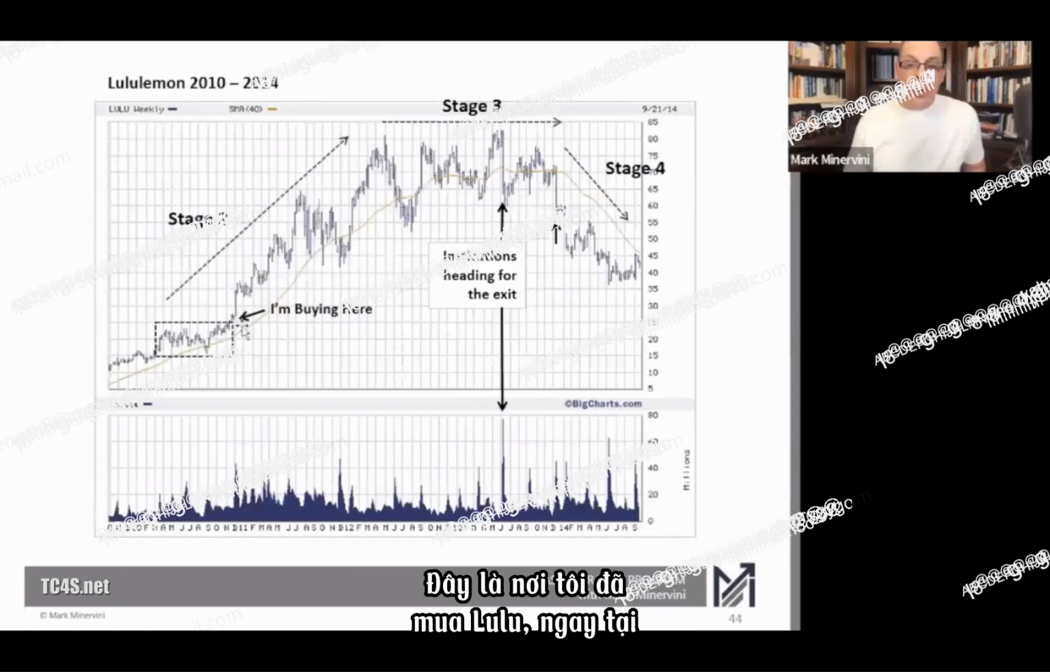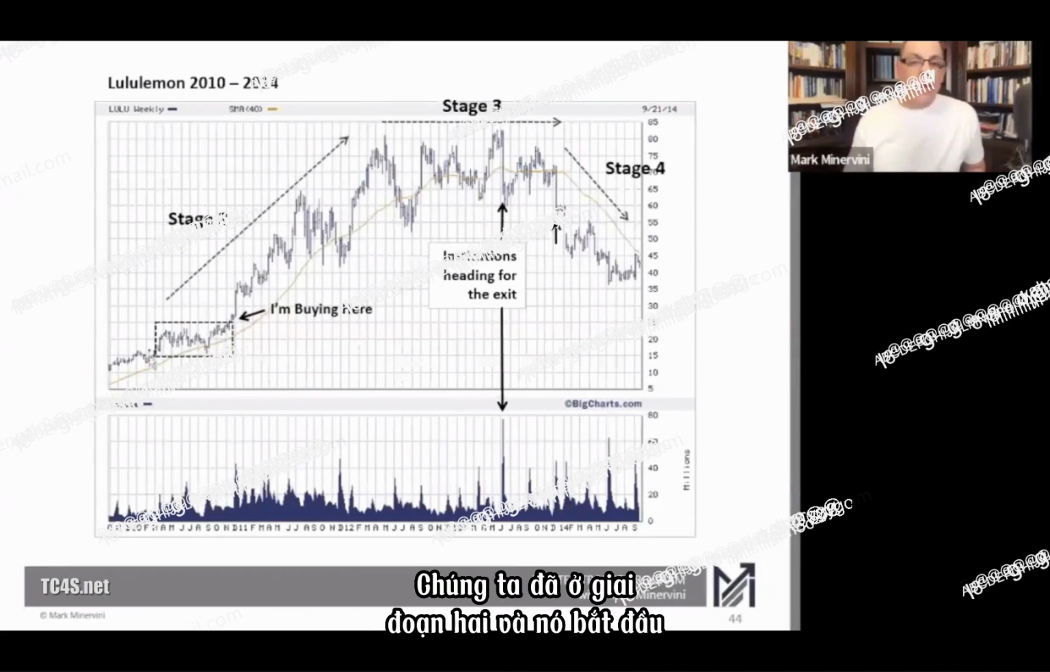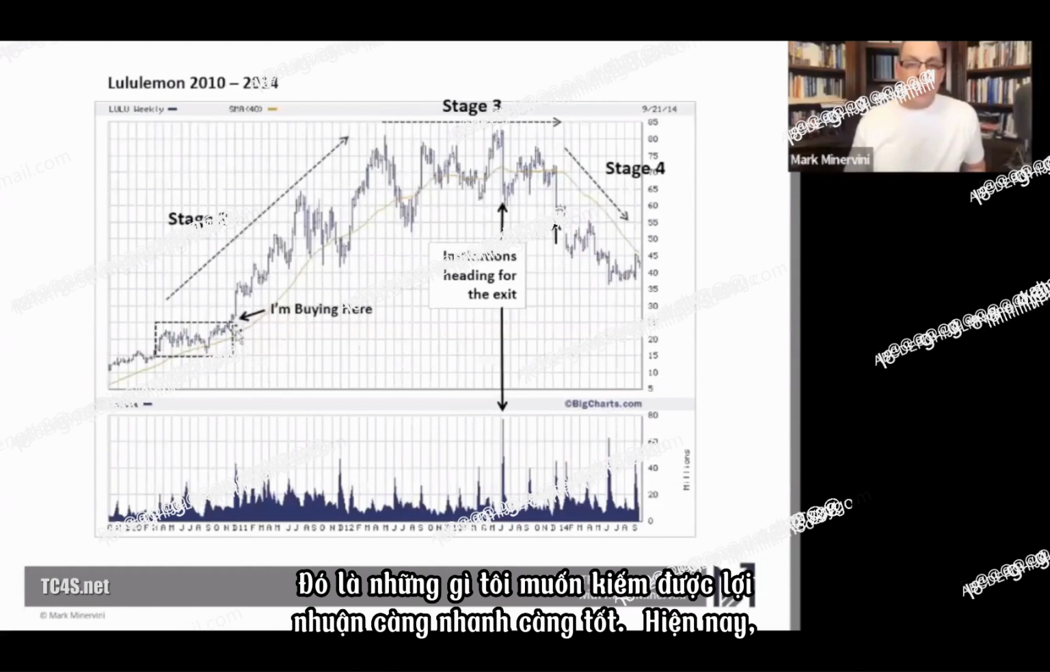Now, this is a stock. This is Lulu. This is where I was buying Lulu, right here. You see, you're already in a stage 2. I'm not trying to guess or play it in stage 1 or stage 4. We're already in a stage 2, and it starts breaking out. You see it accelerates very quickly. That's what I want to get at a profit as quickly as possible.